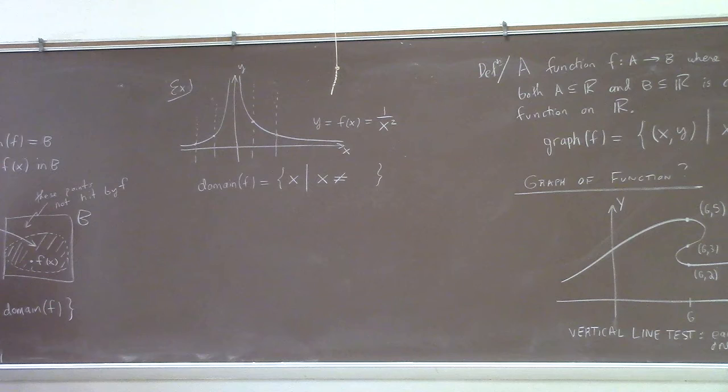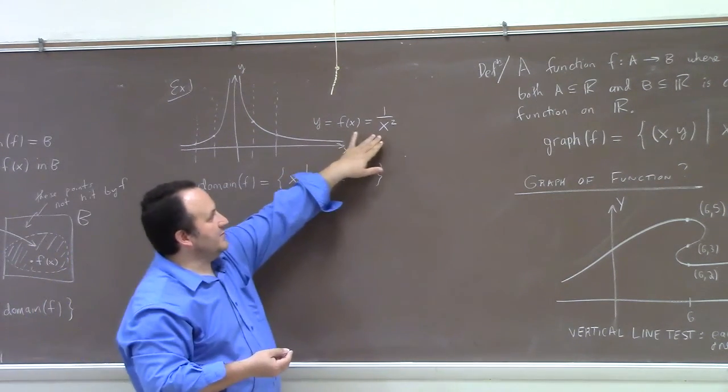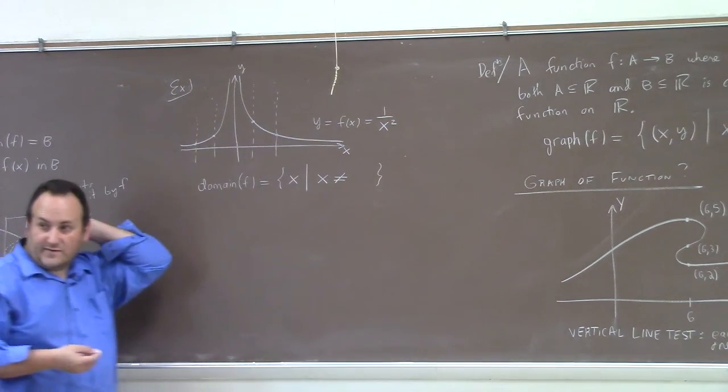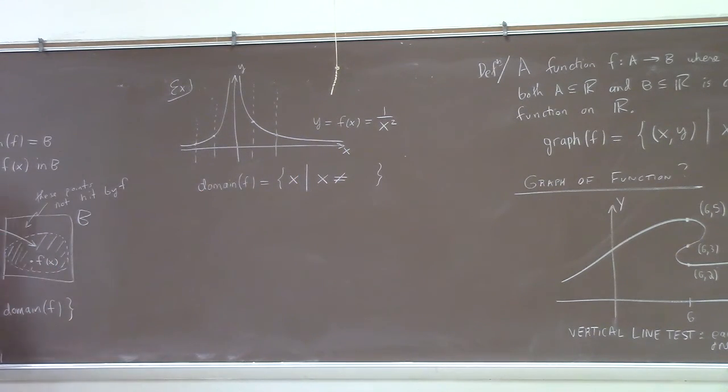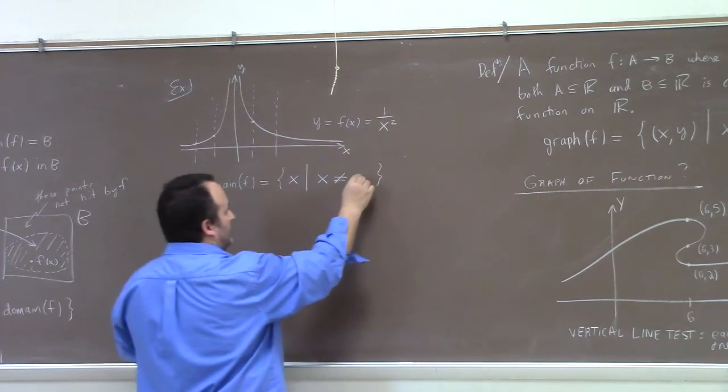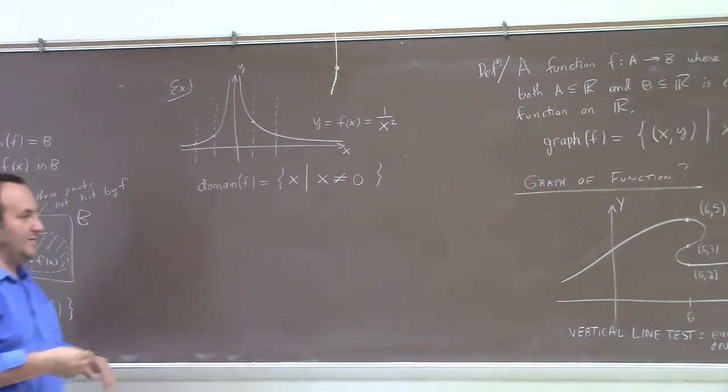I heard 1. Maybe I misheard. What number can I not put into the formula f of x equals 1 over x squared? Like what one number is going to mess that up? 0, right. So x not equal to 0, that's the domain.